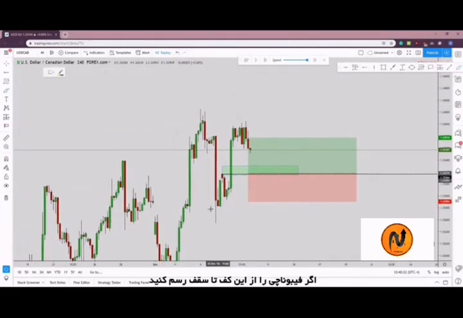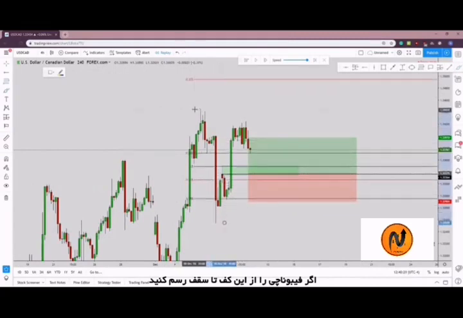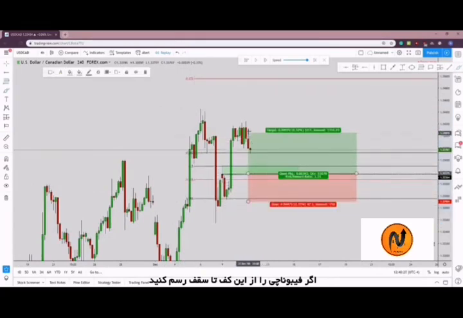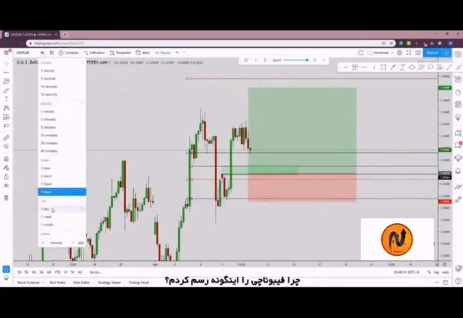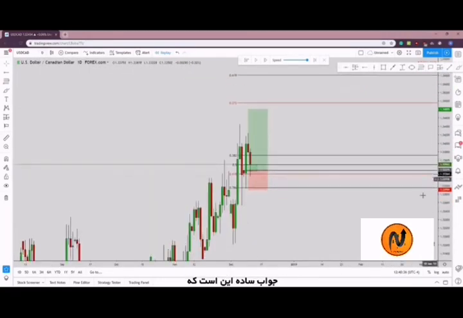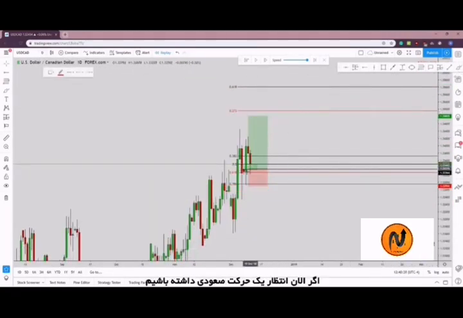Now if we take our Fibonacci from this low all the way to the high, let's see if we get at least a 1, 2, 3. Now why did I take my Fibonacci exactly in that way? The simple answer is that if we now expect a push to the upside for the market, how do we take our target? Very simple. You need to take your Fibonacci on this push to the downside. So basically from this high here to this low here. That is how you're supposed to take your Fibonacci to have target 1 and target 2.